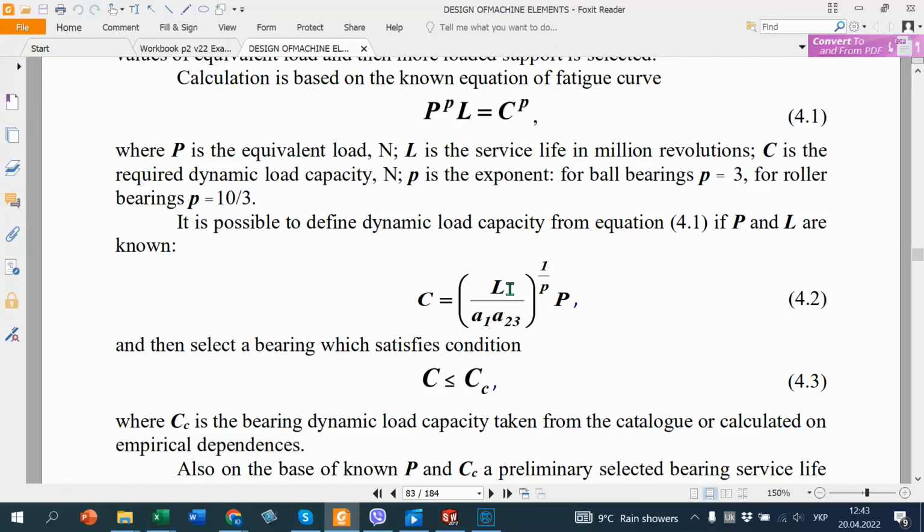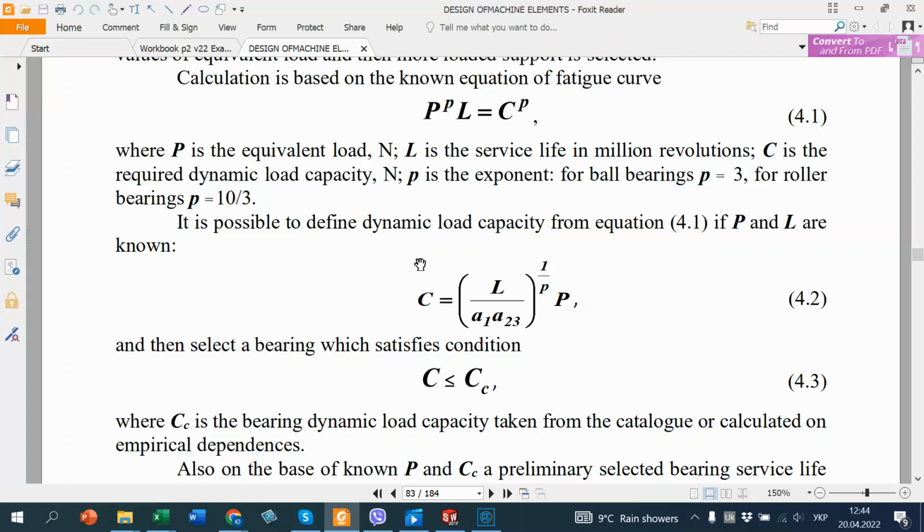That we have in the task. So we need to find the catalog value and calculate it. The catalog value we found previous time, so we know what value it should be. So now we need to calculate C, the required load capacity.